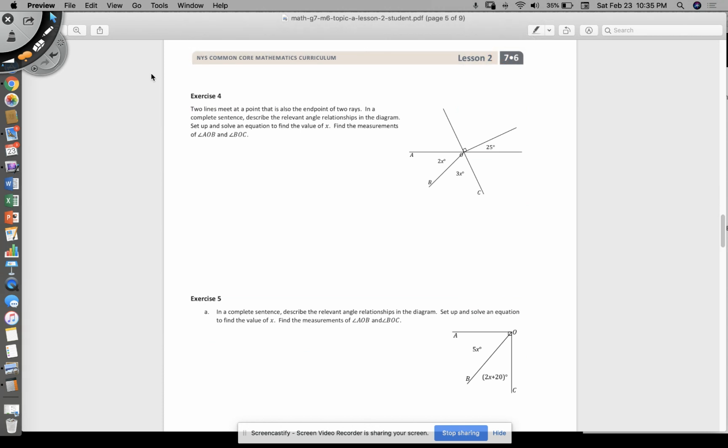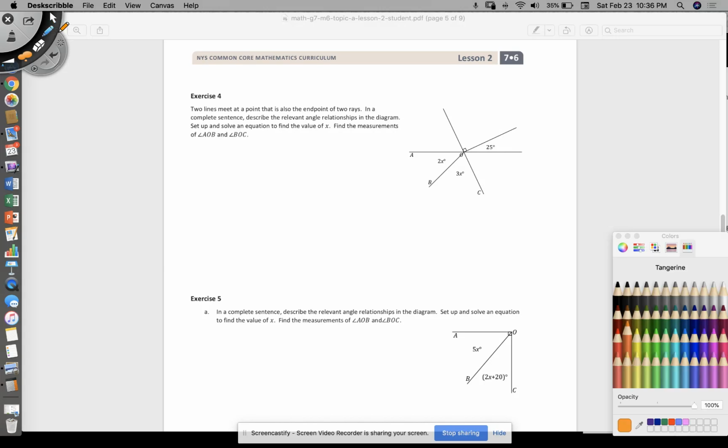Okay, exercise 4. Two lines meet at a point which is also the endpoint of two rays. In a complete sentence, describe what's going on here and solve for x. All right, so I have a 90 degree angle, which is right here. Just something to note, if I add these two together, then I'm going to find out what my x is.